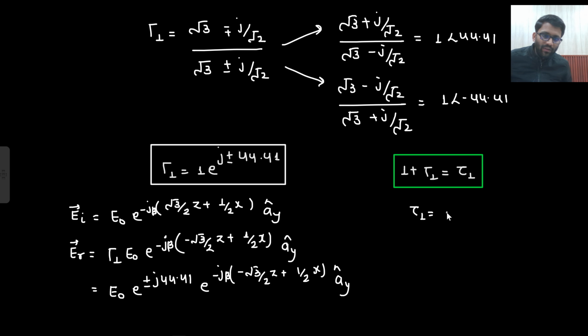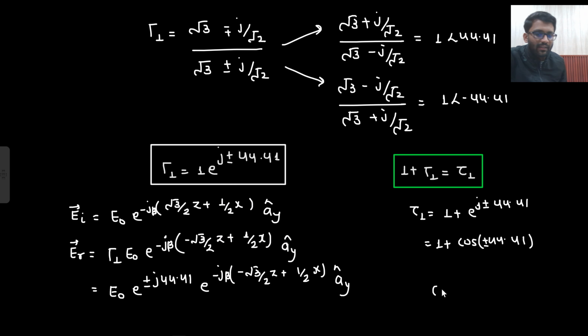So tau perpendicular would be 1 plus e to the power j plus minus 44.41. So can I write down in this manner? Cos 44.41, plus minus is also there. I should have made plus minus also there. But in cos, whether it is plus or minus, cos of minus theta is equal to cos theta only. So if there is plus minus, that doesn't matter here. So that plus minus can be gone, or you can keep it.